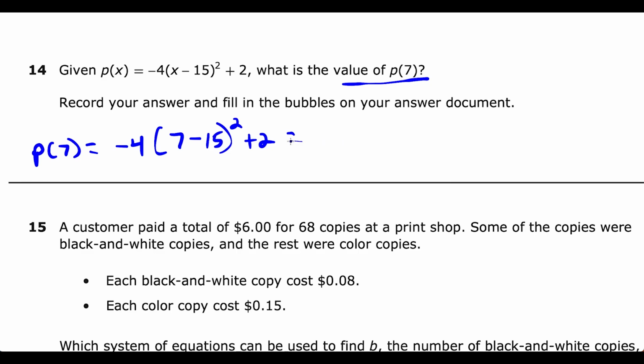And this is going to give us negative 4, 7 minus 15 is negative 8, and this is being squared, plus 2. And remember order of operations. We have, please excuse my dear Aunt Sally, otherwise she will ruin your day. So parentheses, exponents first. We do negative 8 squared is positive 64, because that's negative 8 times negative 8.